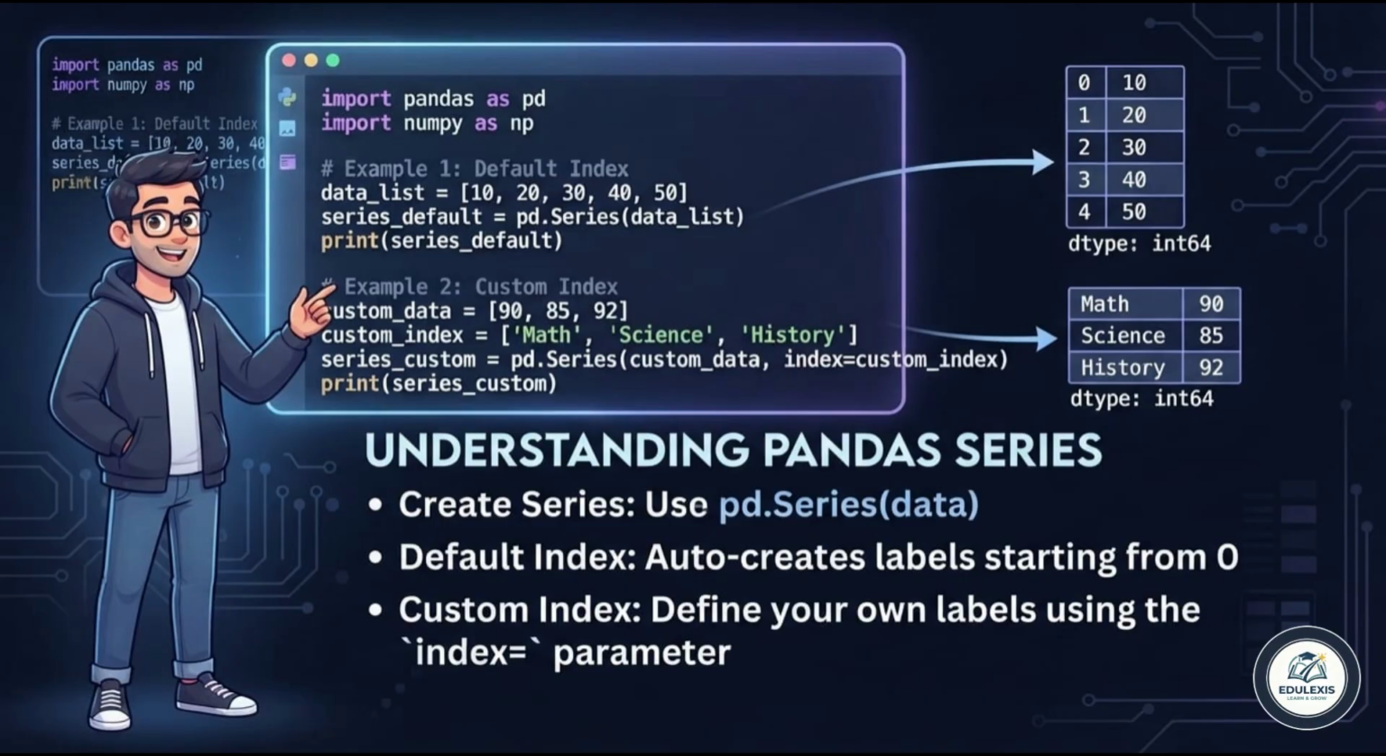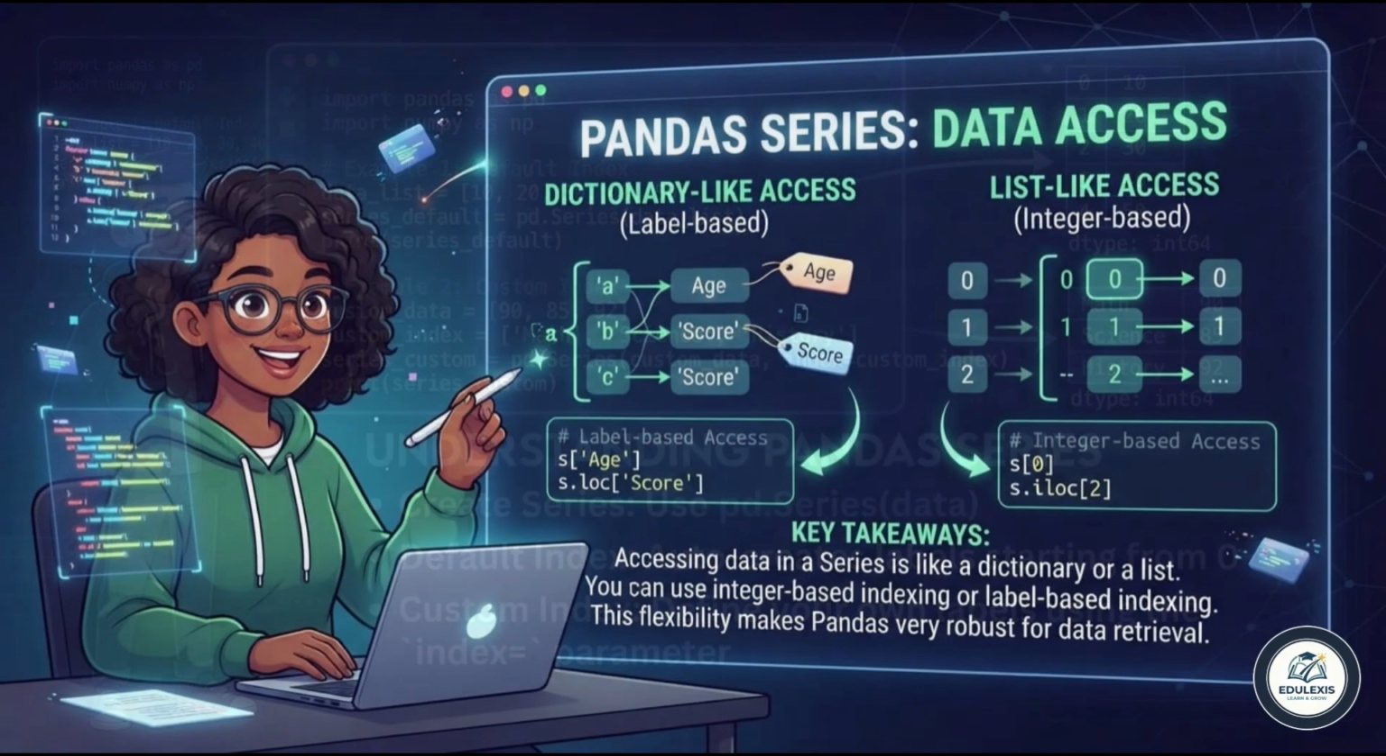If you pass a list of numbers, Pandas automatically creates an index for them starting from 0. You can also define your own custom index labels if needed. Accessing data in a Series is like a dictionary or a list. You can use integer-based indexing or label-based indexing. This flexibility makes Pandas very robust for data retrieval.